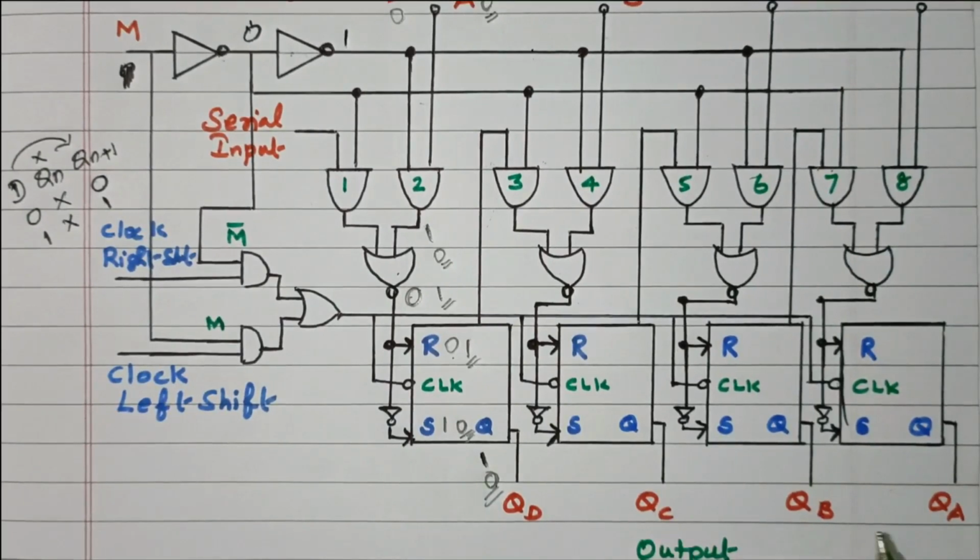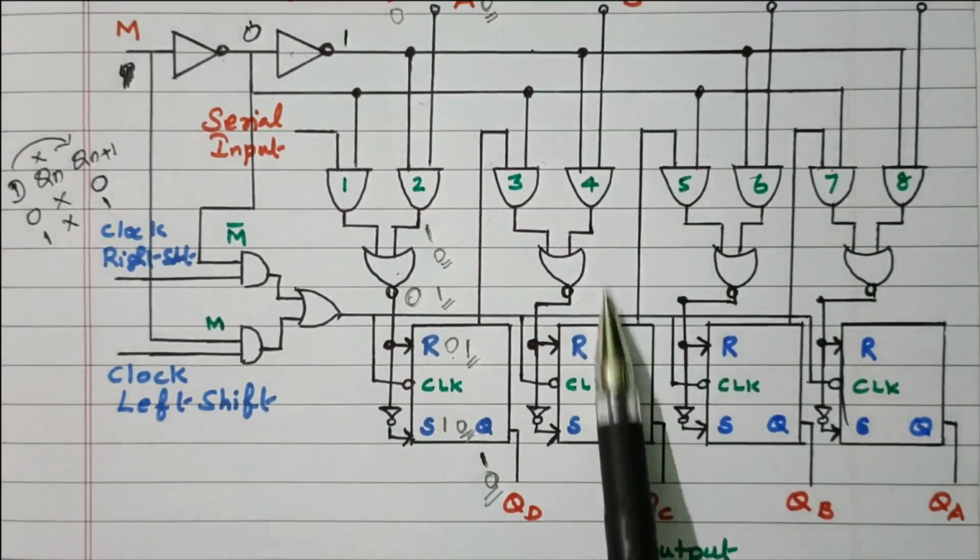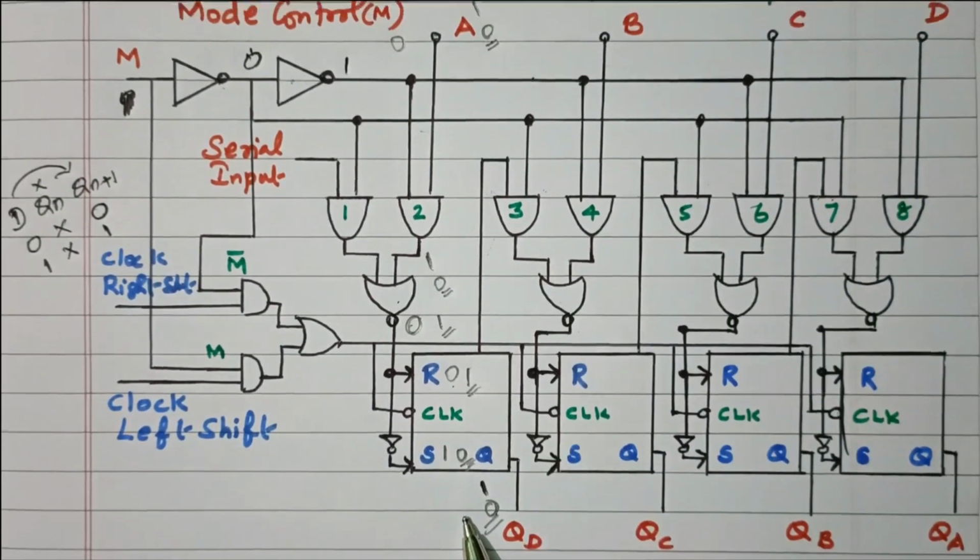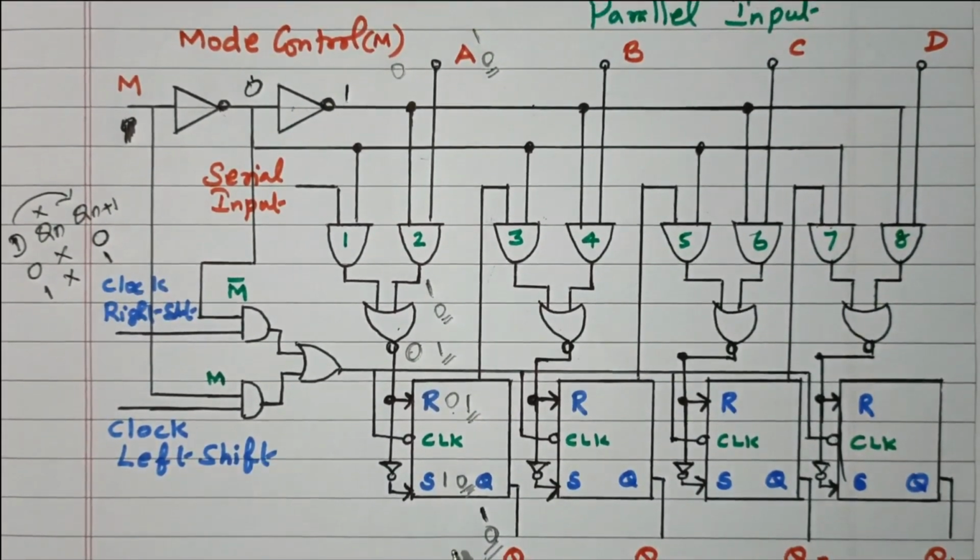QD, QC, QB and QA. So this is the parallel loading. It is applicable for parallel loading. Now we'll see the shift left and shift right operation.